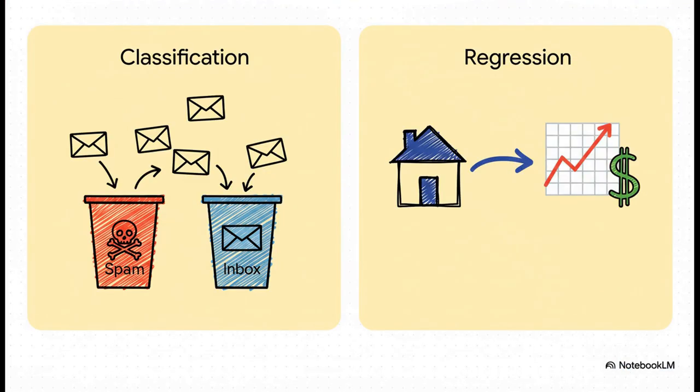Now, inside supervised learning, the machine is usually doing one of two things. The first is called classification. Think of this as sorting things into different buckets. Is this email spam or is it not spam? The second job is regression, and that's all about predicting a specific number, like trying to guess what a house will sell for or forecasting your sales for next quarter.